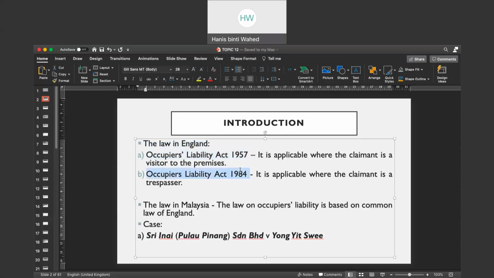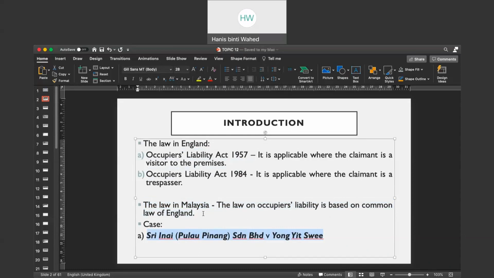Okay, but in Malaysia, we don't have any specific act that relates to occupiers liability. Because of that, the law in Malaysia on occupiers liability is mostly based on the common law of England. And this is stated in the case of Sri Inai Sdn Bhd against Yong Kit Sri. In this case, the court referred to Section 3 of the Civil Law Act 1956.